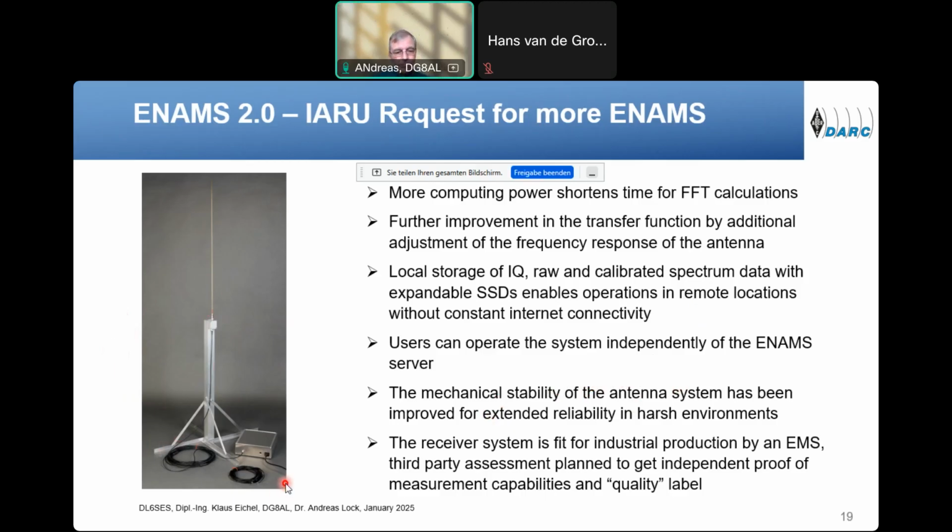And the receiver system is also fit for industrial production by an EMS, electrical manufacturing service. The first generation was handmade by the team, but we cannot do it any longer because I think we spent more than 4,000 working hours and we could do that only once. What we also plan is a third-party assessment to get independent proof of our measurement capabilities of the antenna as well as of the receiver, and we want to get a quality label.